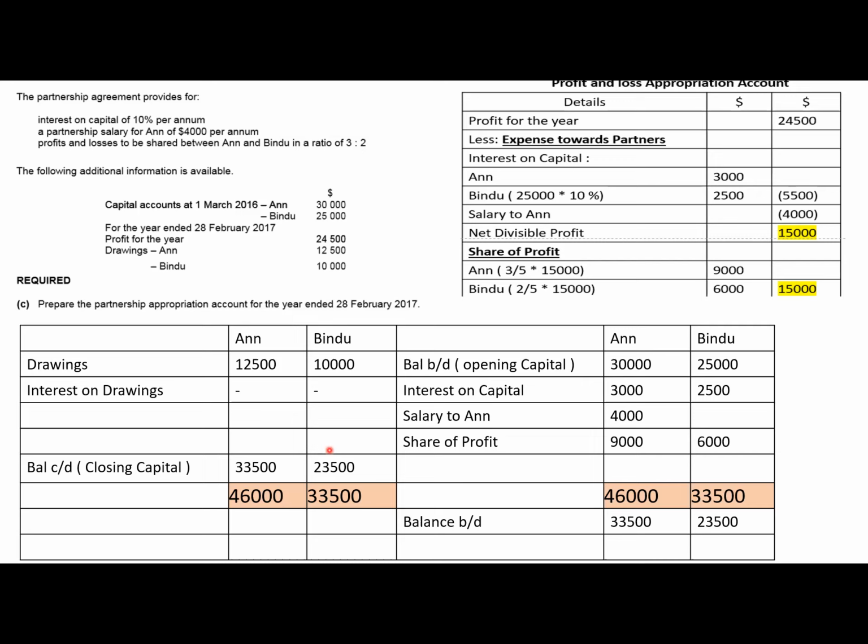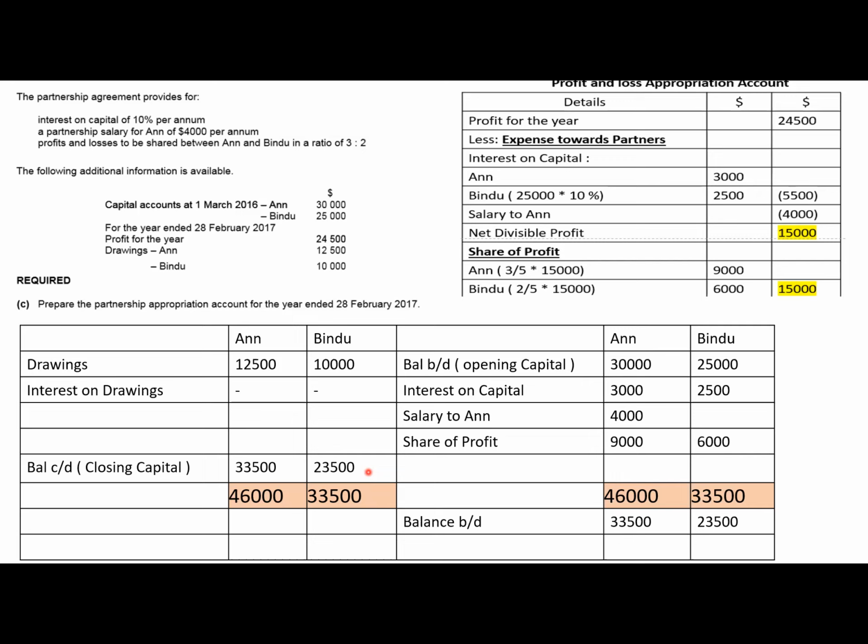Because I am doing all the adjustments related to capital in one account. Everything that is related to the partner, I'm putting in one account. So when I am preparing one account for the capital, opening capital will be different from closing capital. This method is called the fluctuating capital method, when the capital balance keeps on changing.